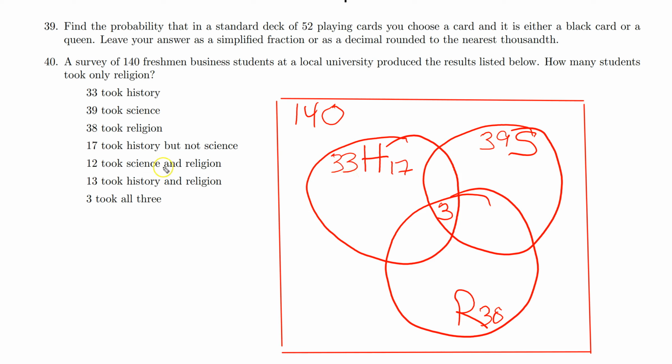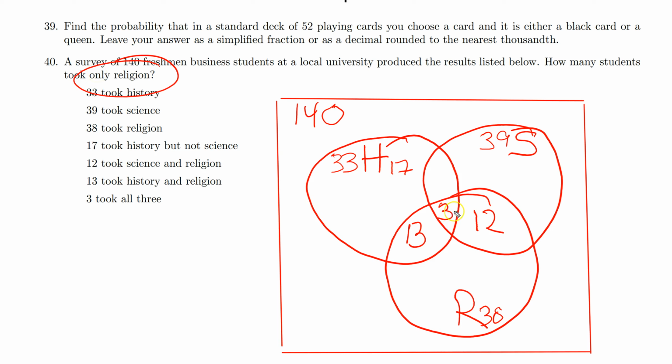12 took science and religion. So science and religion, we know this is going to be a 12 here. 13 took history and religion. History and religion, so we know this is a 13. And then we know 3 took all 3. So what they're asking us is a rather limited one. How many only took religion?